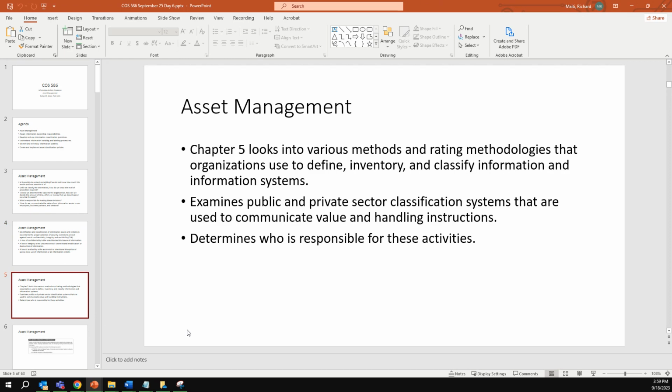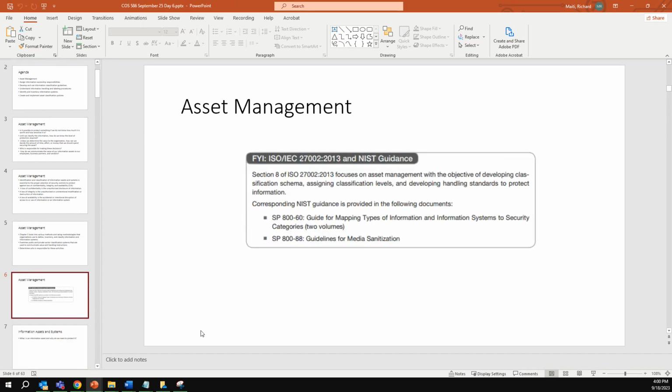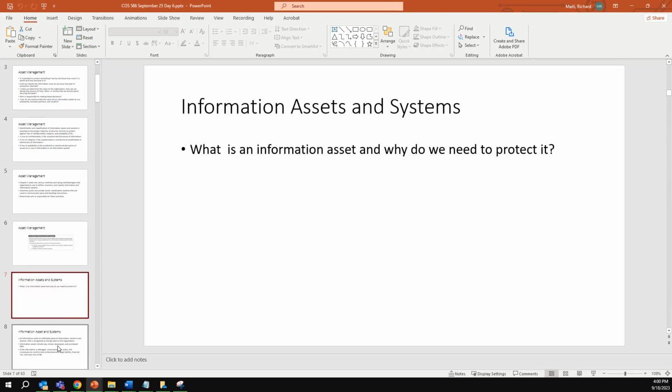So this chapter looks at the various methods and rating methodologies that are used to define, inventory, and classify information and security systems. It looks into the public and private sector and determines who is responsible for these activities. So this is one of the ISO and NIST guidance. It involves mapping types of information and information systems to security categories, and guidelines for media sanitization.